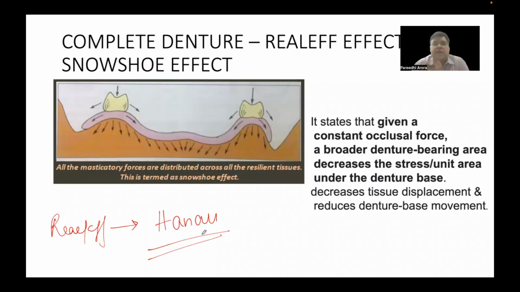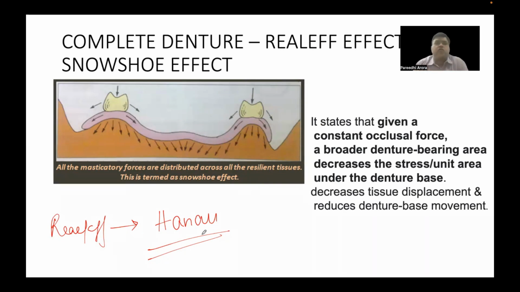Rayleigh means the tissue: the complete denture is resting on the mucosa or the tissue. Now this tissue has a resiliency and a life-like effect, and that is what is called the Rayleigh effect. Because of that resiliency, even minor problems in a complete denture are all compensated by the behavior of the tissue. That is what is called the Rayleigh effect.